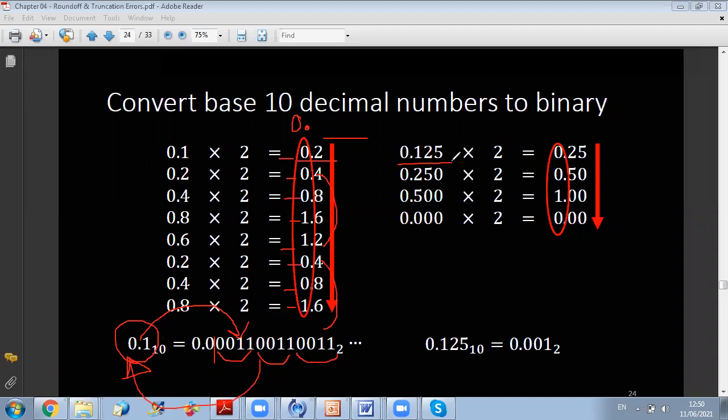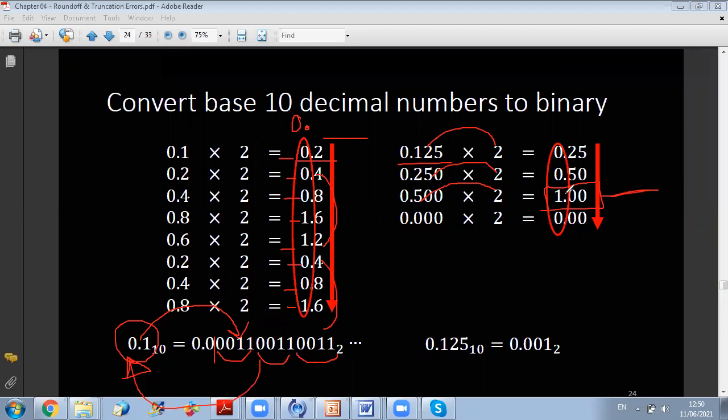If I want to write 0.125 in binary base, I will do the same technique. I first multiply by 2. I get 0.25. Smaller than 1, I take it as it is. I multiply by 2. I get 0.5. Smaller than 1, I take 0.5 as it is. I multiply by 2. I get 1 exactly. If I get 1 exactly, I stop here.